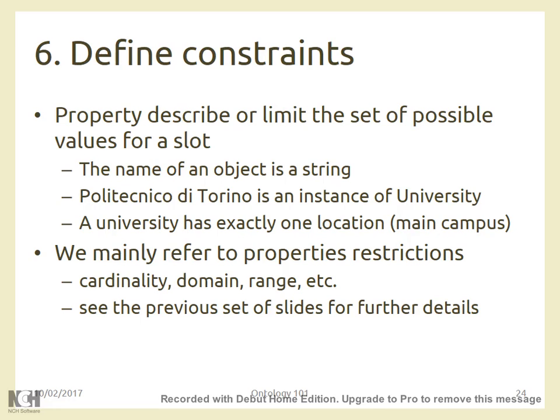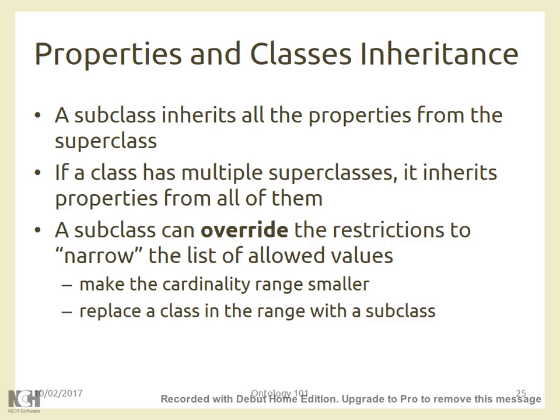We can also say that, for example, a university has exactly one location, or exactly one name, if you want. Or that a course has exactly one number of credits. You cannot have three course credits properties, because the course has only one number of credits. For constraints, we may refer to property restrictions like cardinality, which we haven't set, and domain and range, which we already set for both object and data properties.